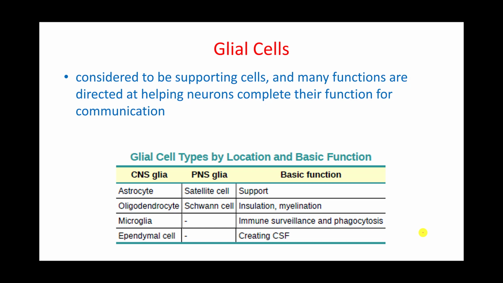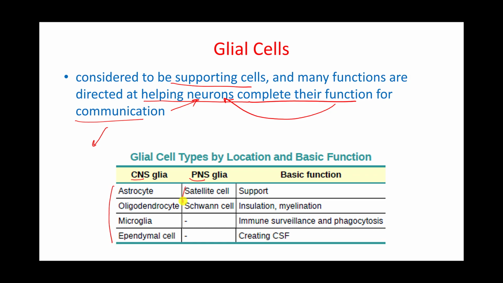Let's talk now about the glial cells. The main thing about the glial cells, we said, is that these are supporting cells. They have different functions, but in general, they are helping the neurons to complete their functions. So they are helping the neurons to perform what they have to do. Based on the location in the nervous system, whether it's the central nervous system or the peripheral nervous system, we have different types of glial cells.